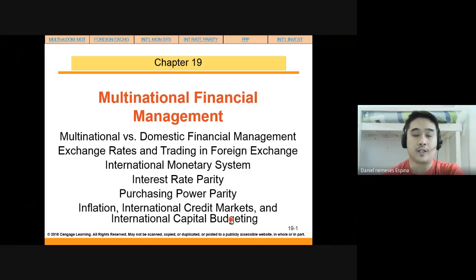budgeting. So we will also tackle the difference between using capital budgeting in domestic operations and capital budgeting in international operations.